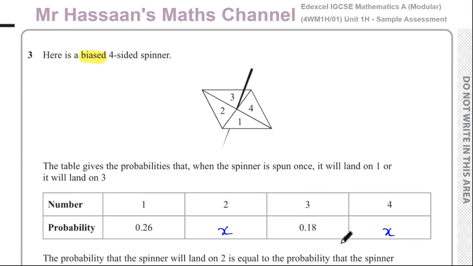So it's all about probability and, basically, probability distribution here.